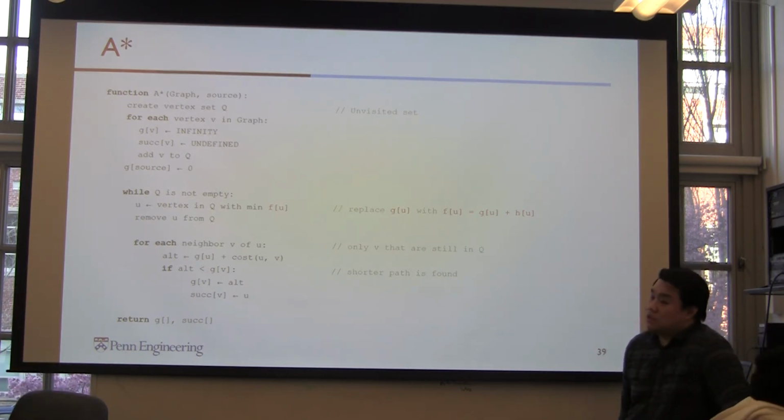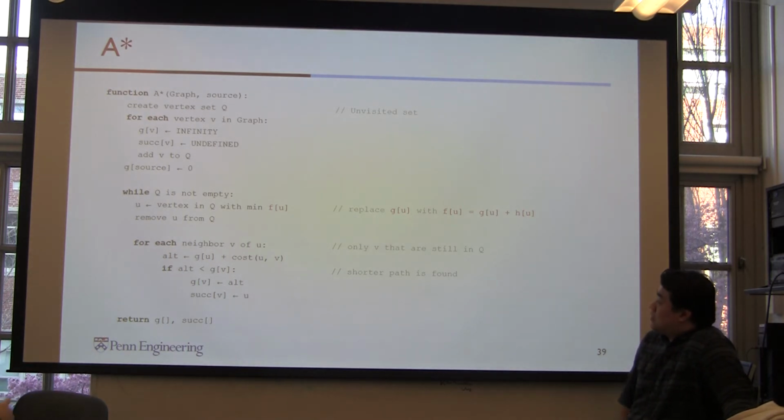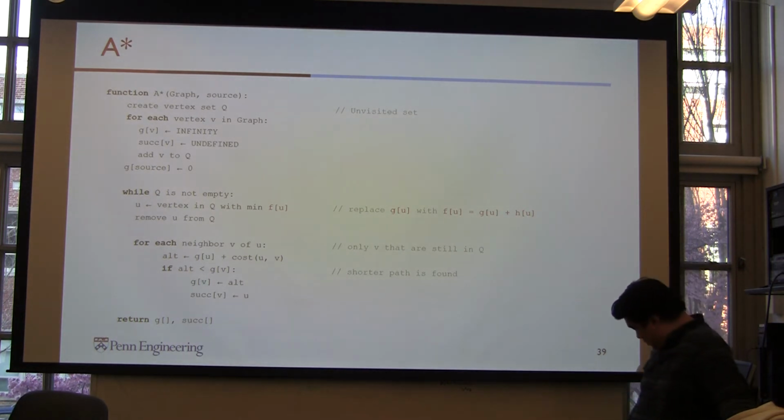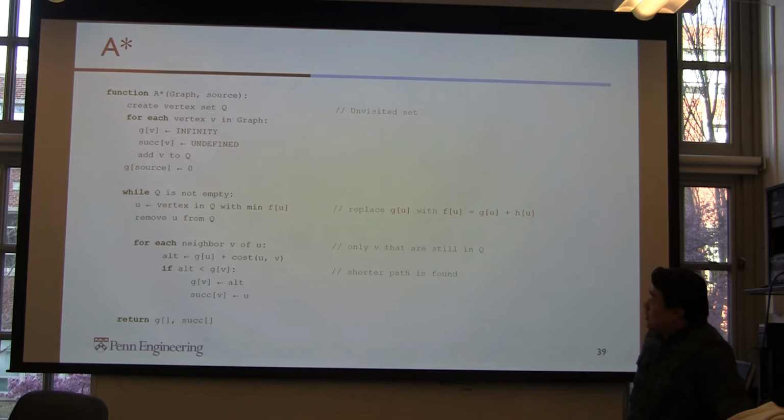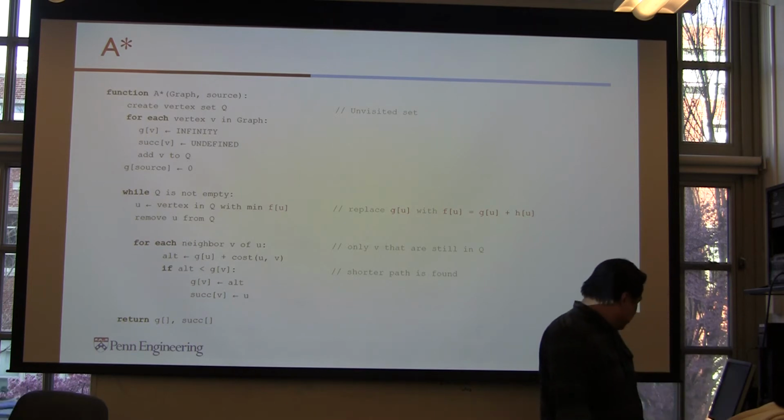When calculating your alt, change to what's the heuristic? Oh, it should be f(u). Or f(u) is g(u)? Or no, you usually do a plus h(u). The alt is the same thing. Oh, the alt there. Yeah, yeah. I'll fix that when I upload the slides.